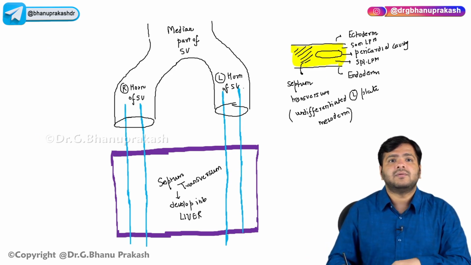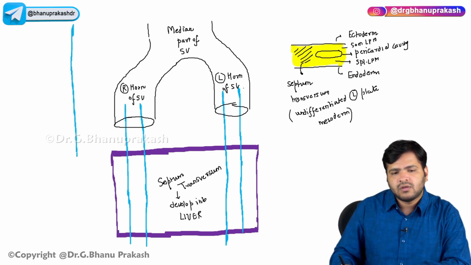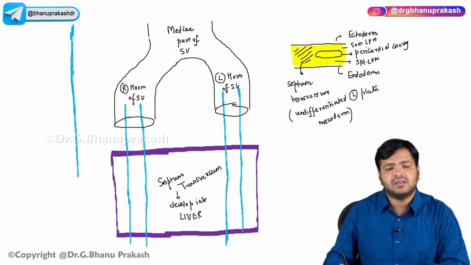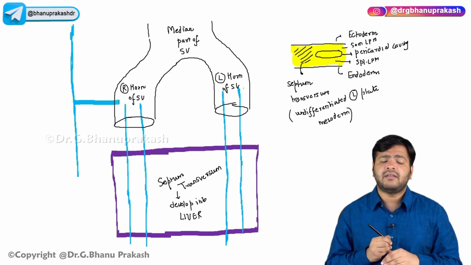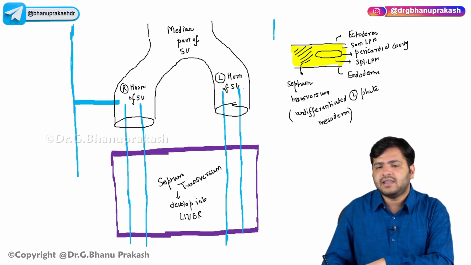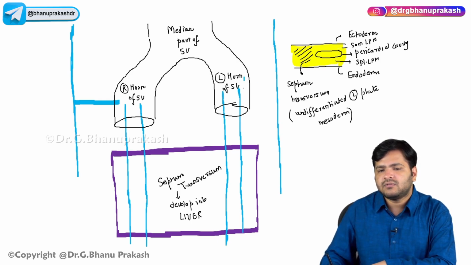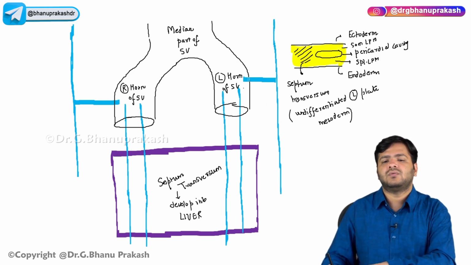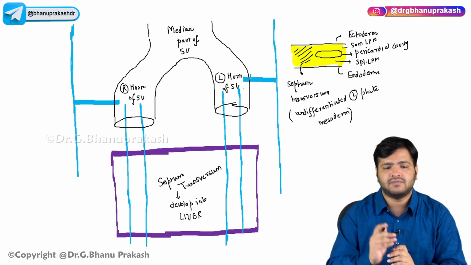Now, we already know we have veins over here also. The right anterior cardinal vein, the right posterior cardinal vein, and we have the right common cardinal vein. Similarly, on the left side we have the left anterior cardinal vein and the left posterior cardinal vein, and together they form the left common cardinal vein, draining into the left horn of the sinus venosus.